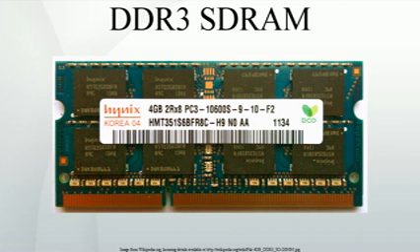DDR3 SDRAM. In computing, DDR3 SDRAM, an abbreviation for double data rate type 3 synchronous dynamic random access memory, is a modern type of dynamic random access memory with a high bandwidth interface, and has been in use since 2007. It is the higher speed successor to DDR and DDR2 and predecessor to DDR4 synchronous dynamic random access memory chips.